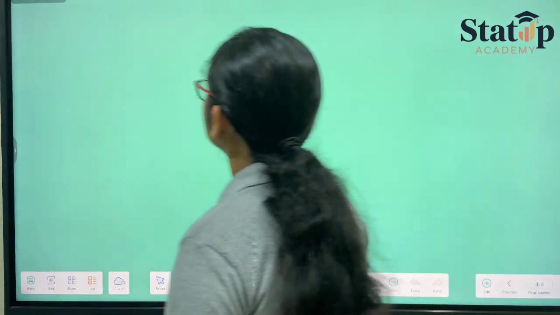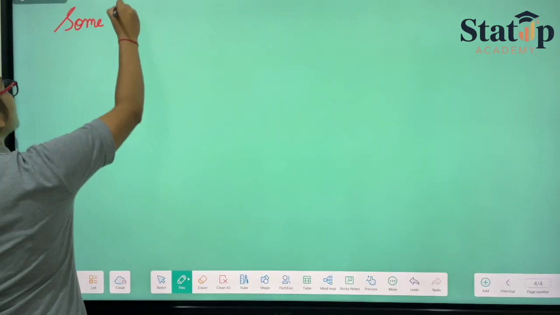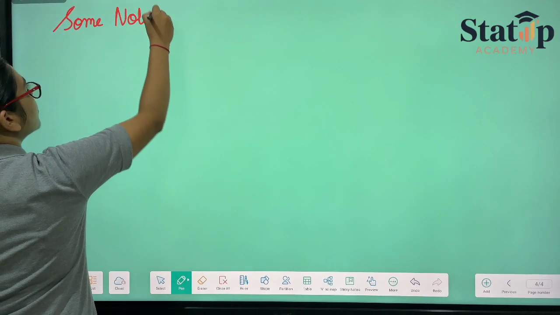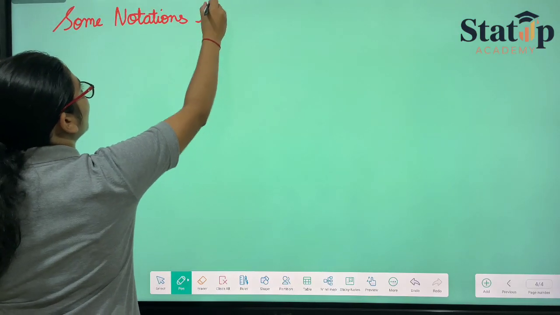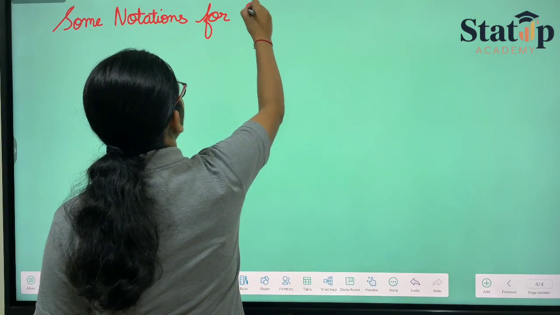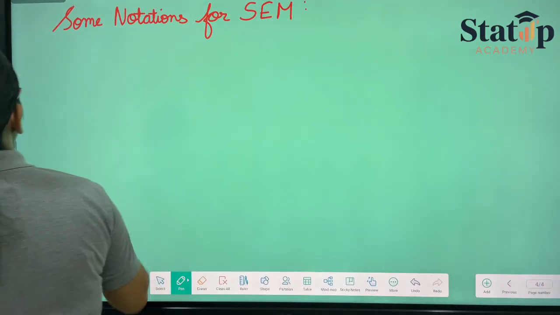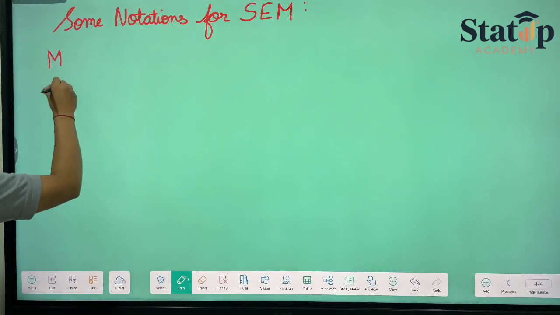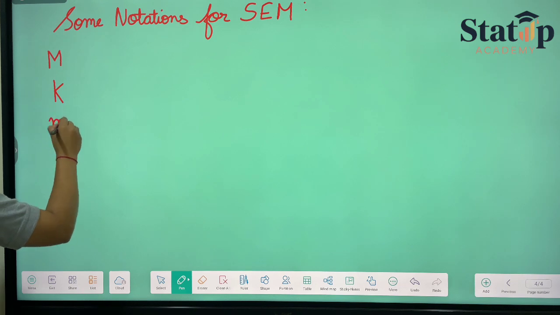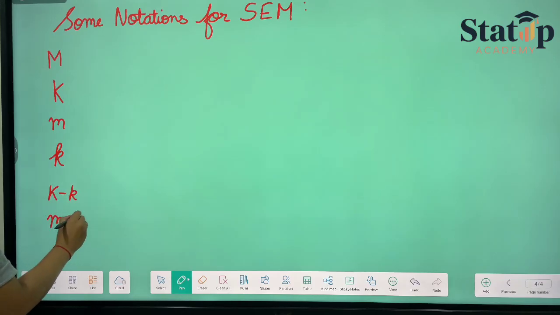Now there are some notations. For simultaneous equation model, we are writing it as SEM. There are some important notations. So what are they? Capital M, capital K, small m, small k, K minus k, and m minus 1.